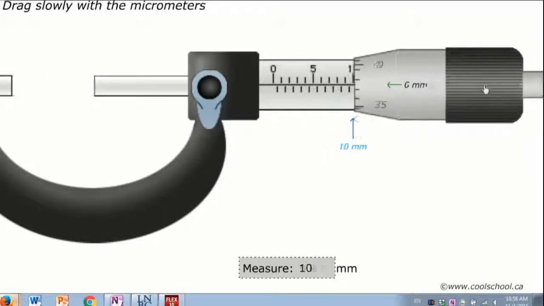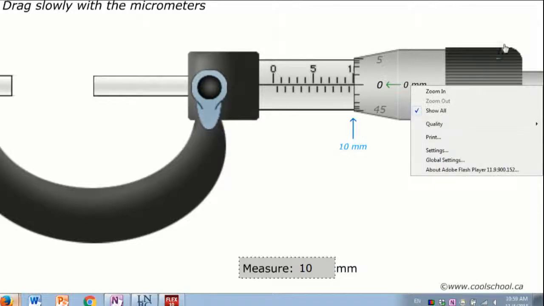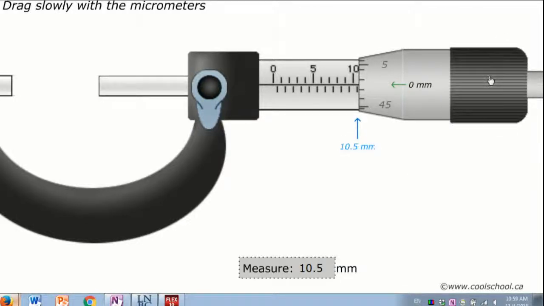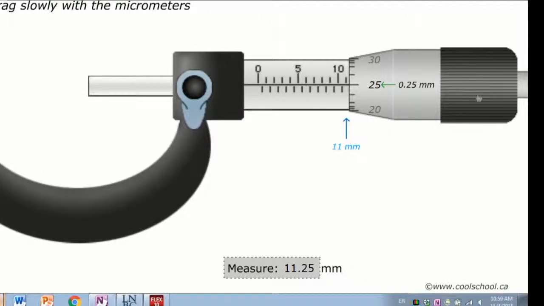Let's look at another example here. So there's 10. When it's just lined up perfectly with the 0, you have exactly 10, and it says 10 down here. If I pull it out a little bit farther, there's 10.5 right there, and then I'm lined up with 0 again, so that's 10.5.